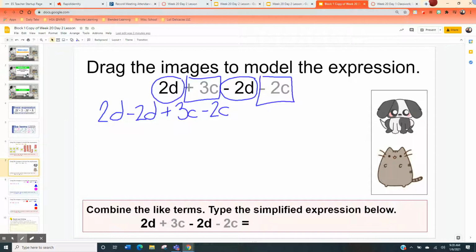So I want you to go ahead and take a second and model yours out. Go ahead and drag your pictures over. If you need to subtract, subtract. If you need to add, add.